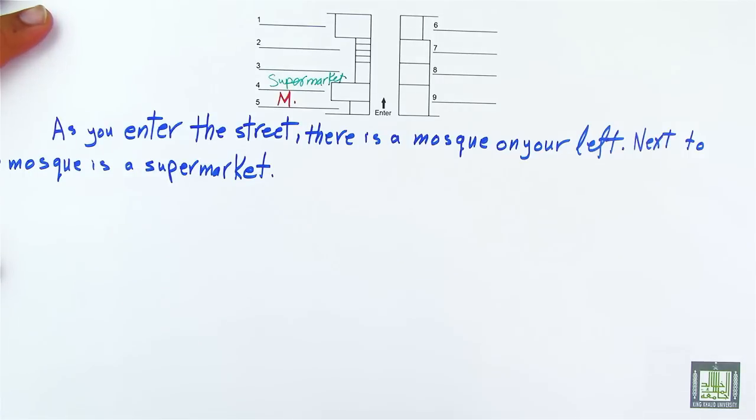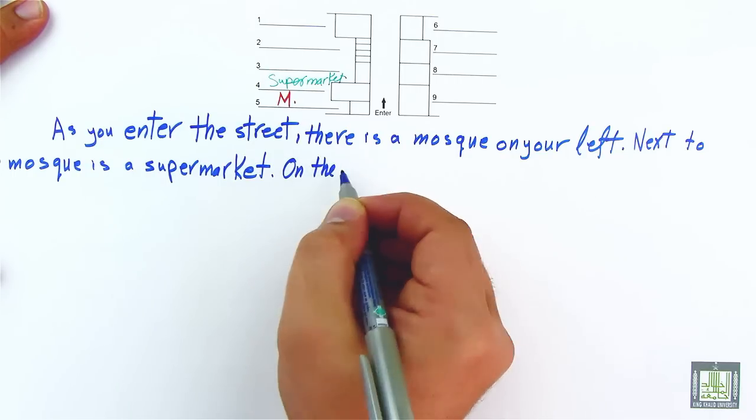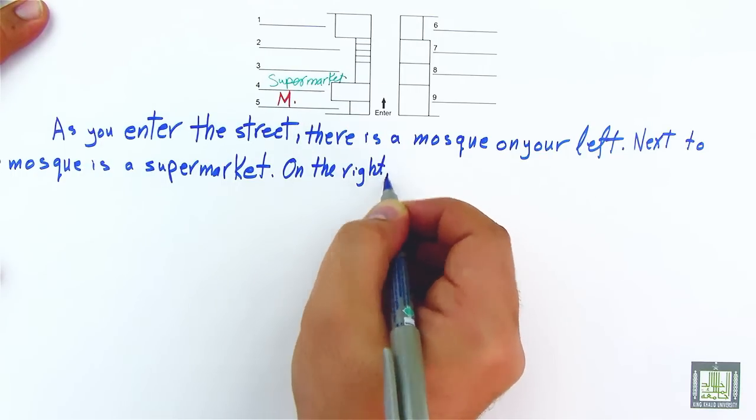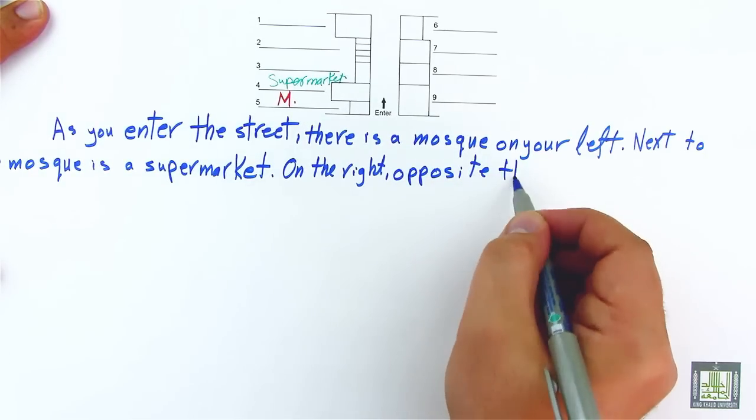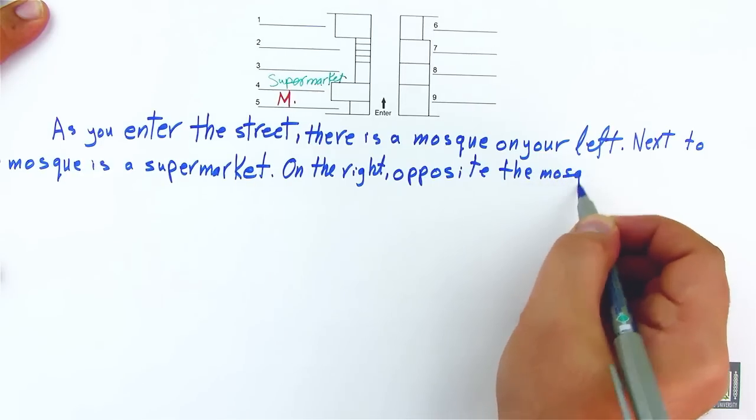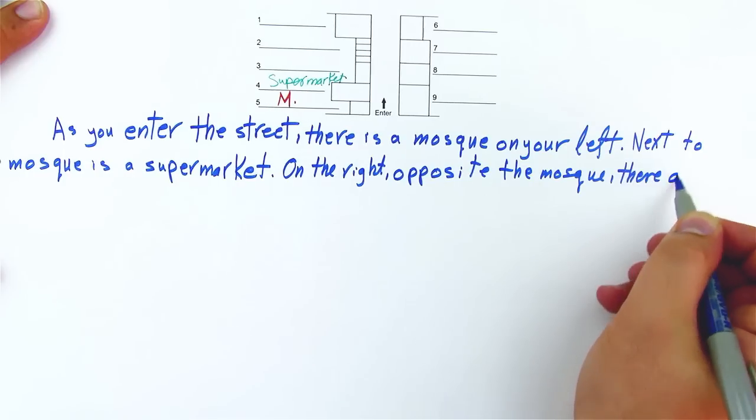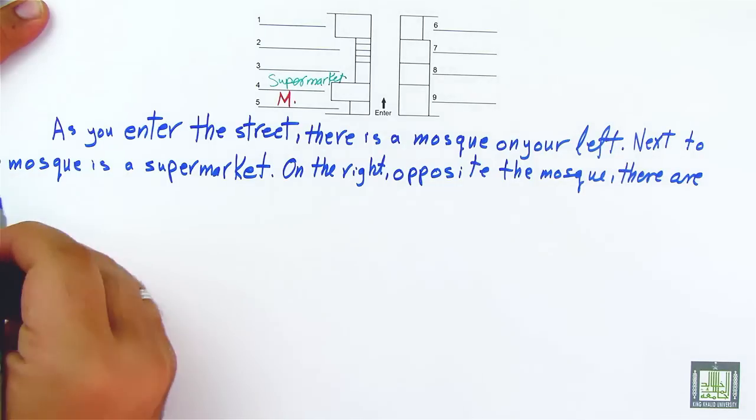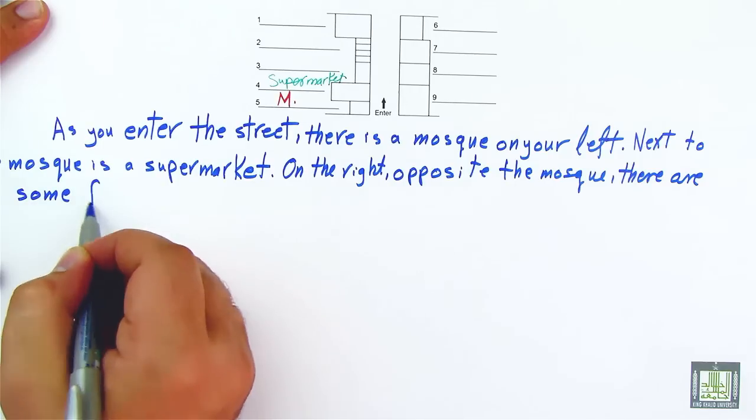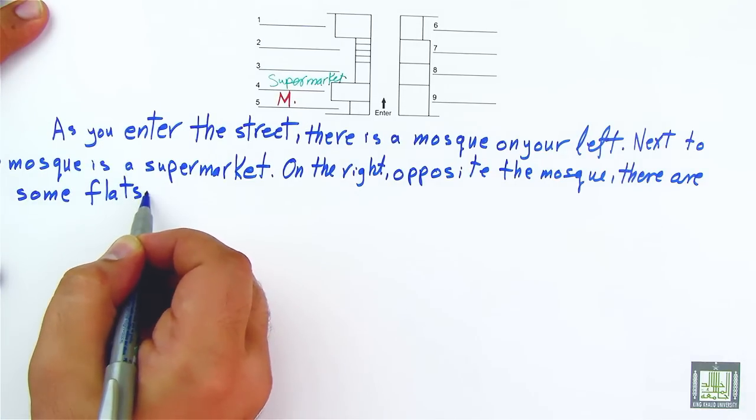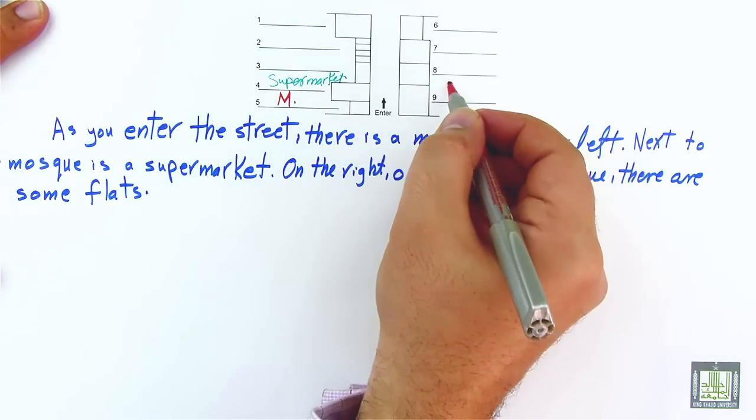Okay, on the right opposite the mosque, there are some flats. So, flats should be here, right?